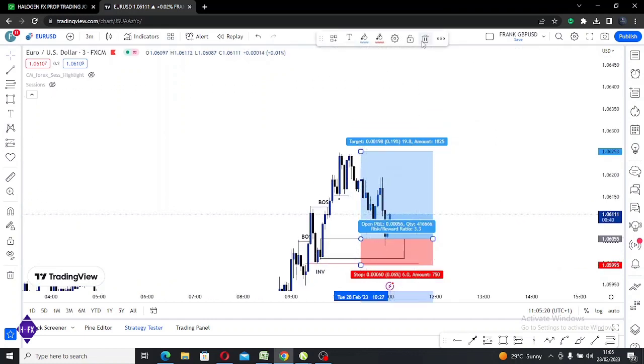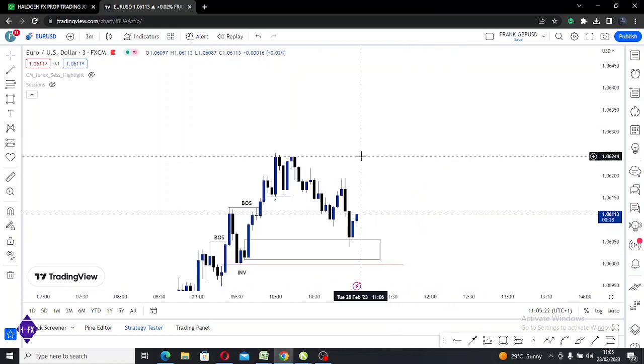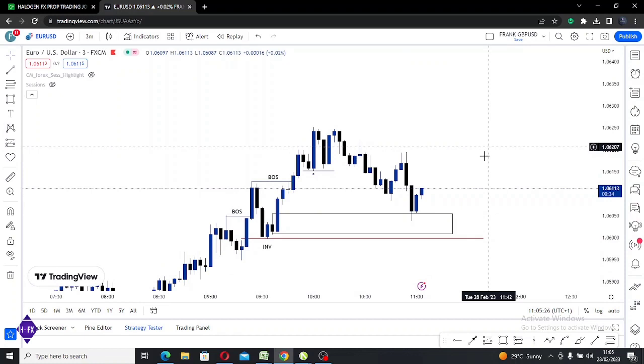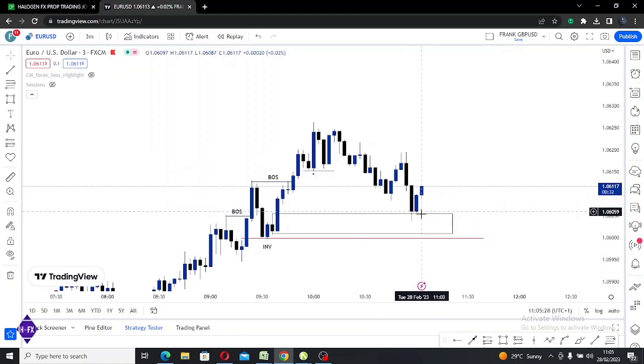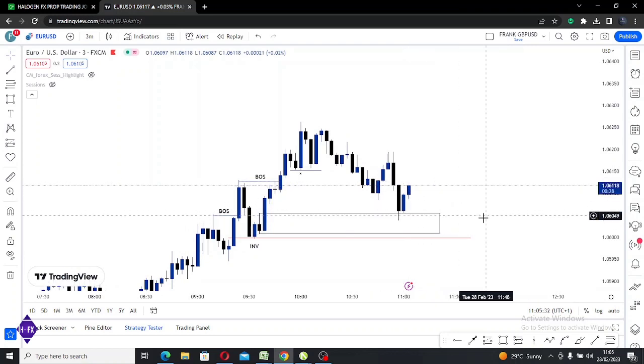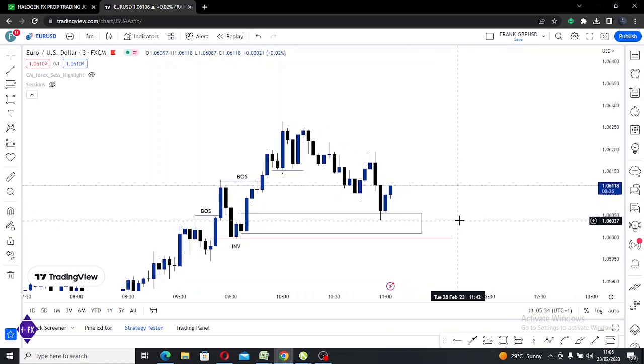But me, I wait for more confirmation on the lower time frame, like the 15 seconds, 5 seconds, 10 seconds. I wait for the confirmation to look for my entry model. But you can see price is actually reacting well. So I'm going to update you guys if I get my entry on the lower time frame or not. So guys, I'll update you soon.